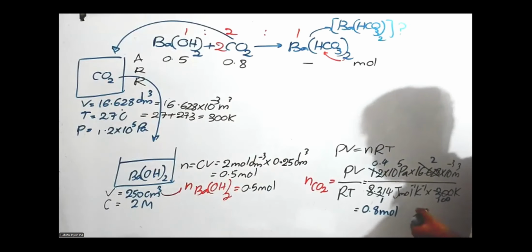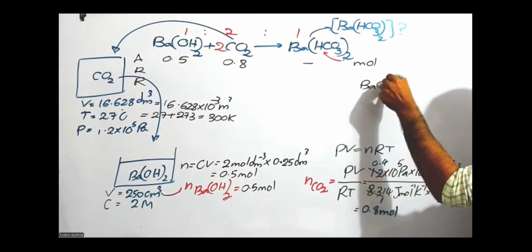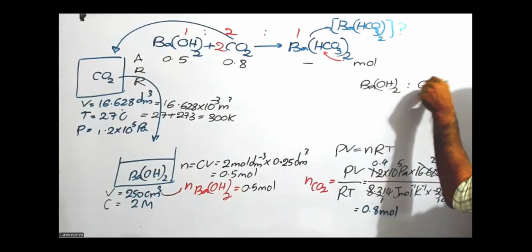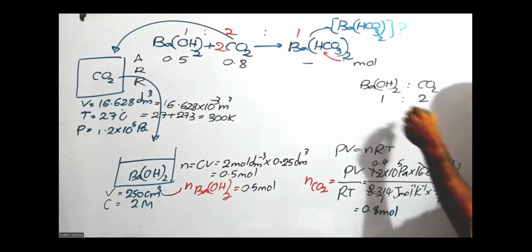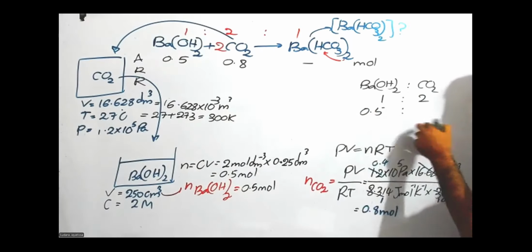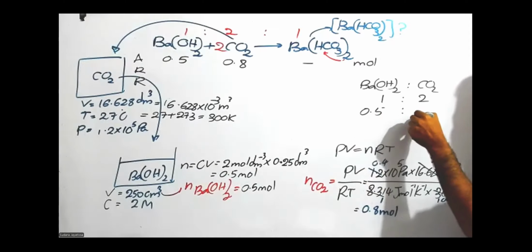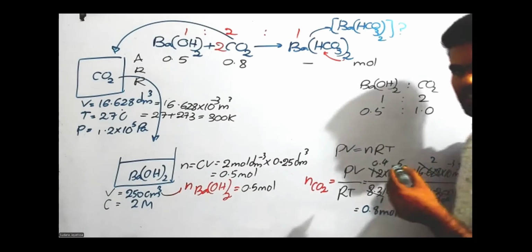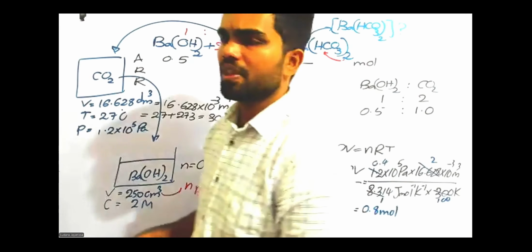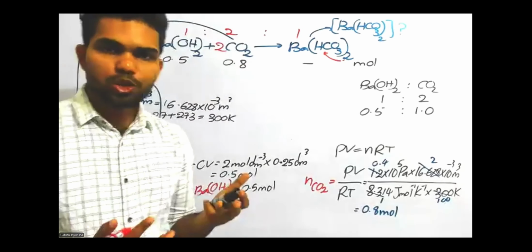So then who's going to be the limiting reactant? Let's try to understand this with barium hydroxide and carbon dioxide. If 1 is added, 2 of this is needed. Let's say you add 0.5. Then how much carbon dioxide is needed? You need 2 times that, no? So that means 1.0 of carbon dioxide is needed. But do we have that much? We need 1.0 of carbon dioxide, but we only have 0.8, right? So carbon dioxide is not going to be enough.